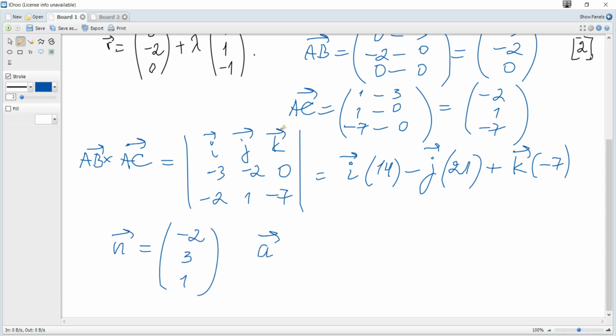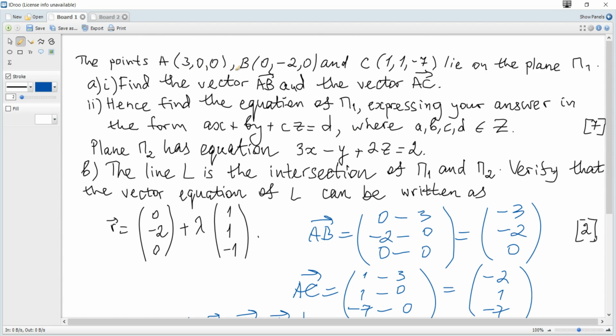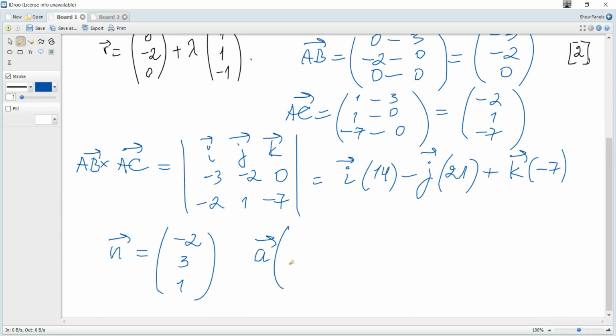What about the position vector of any point? We can see that A, B, C lie on the plane, hence let's take A, so it will be (3, 0, 0). And we can find the equation of a plane from the next equation, which is also given in the data booklet: r, it's (x, y, z) minus position vector of any point, dot product normal, is 0.